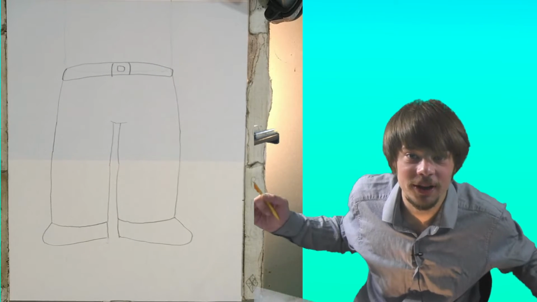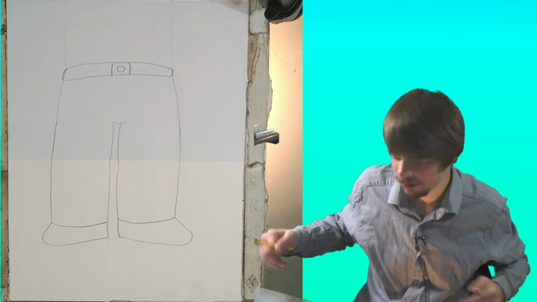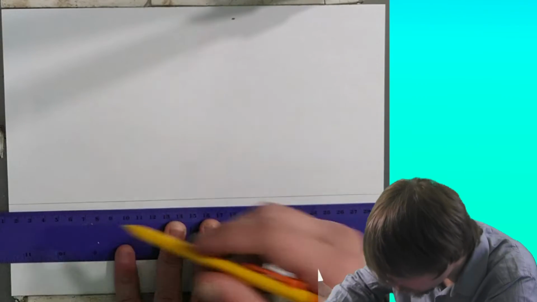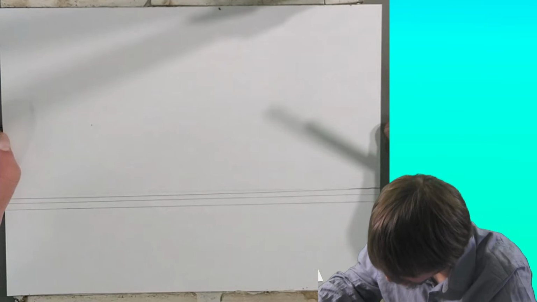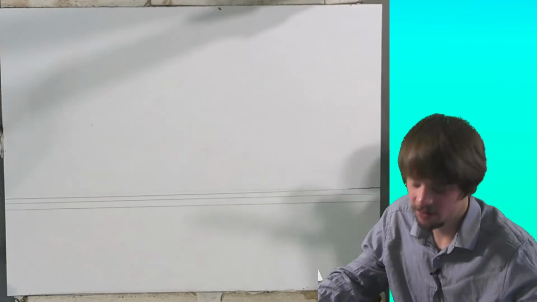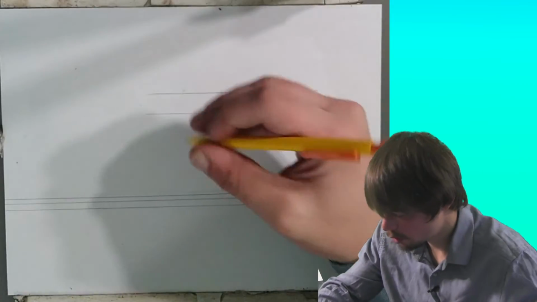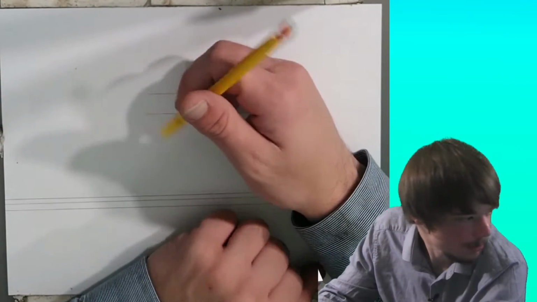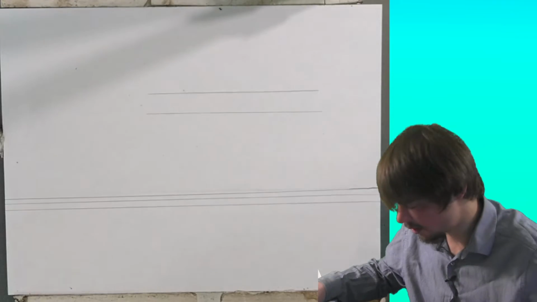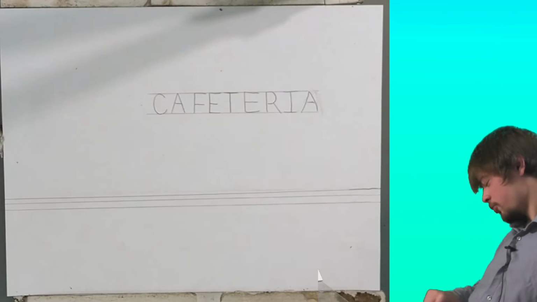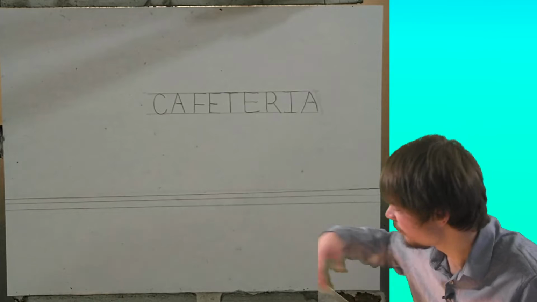Now, I'm going to get onto the background drawing. I'm going to start right here. Boo! And now I'm going to add some text maybe. Or we can just put that 1 line and write cafeteria. How do you spell cafeteria? C-A-F-E-T-E-R-I-A.